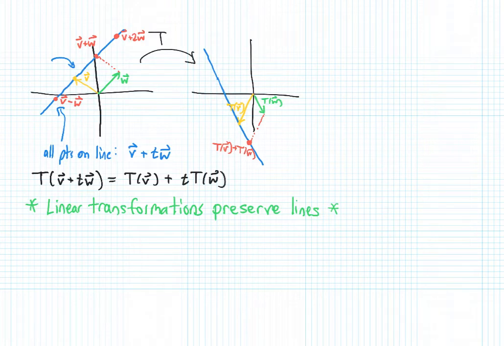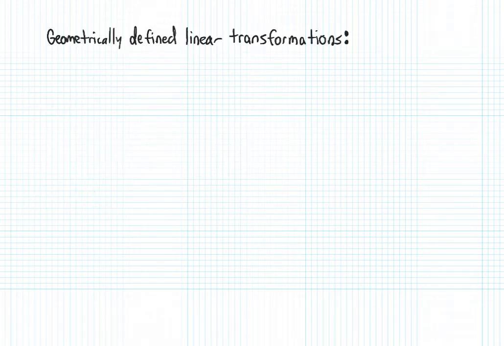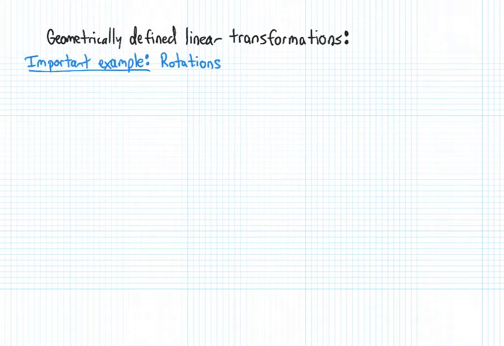But how does this actually help us do stuff? Well, it's actually possible to define some linear transformations using geometry, and then use geometry to prove that they're linear. And then because we know that every linear transformation corresponds to a matrix, we'll know that there's some matrix out there and we can figure out what it is. So I'll give you what I think is the most important example in the sense of being both useful and illustrative. And that's the example of rotations.